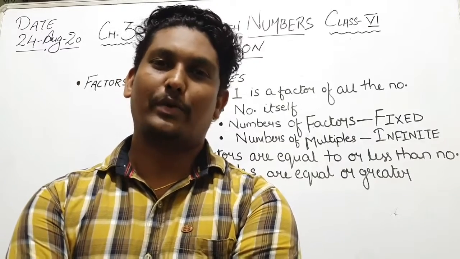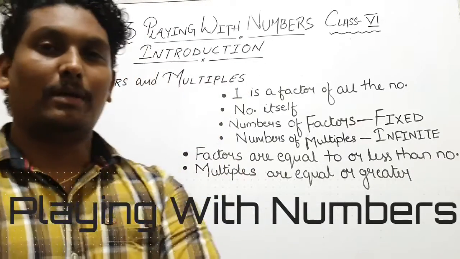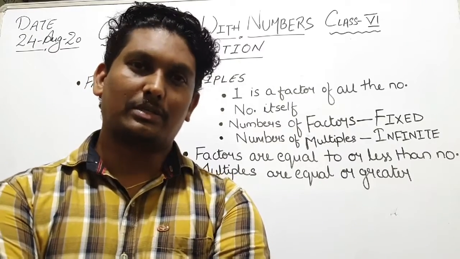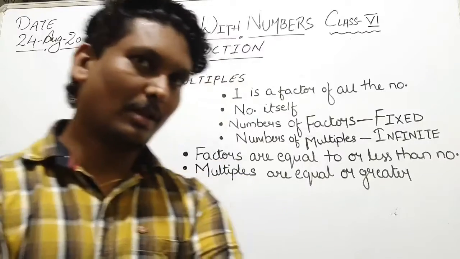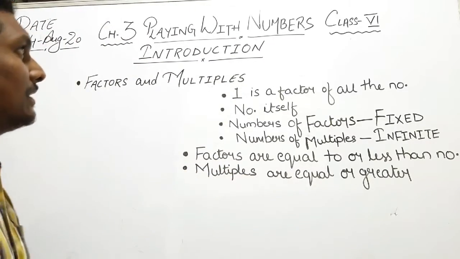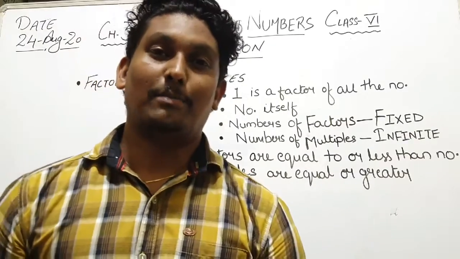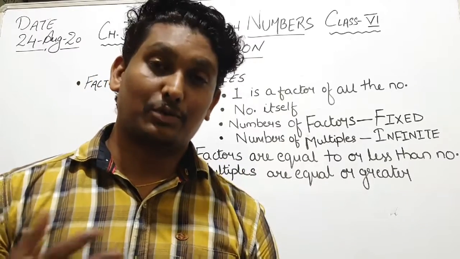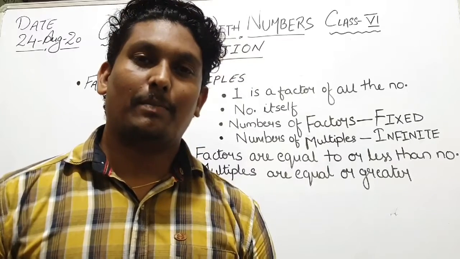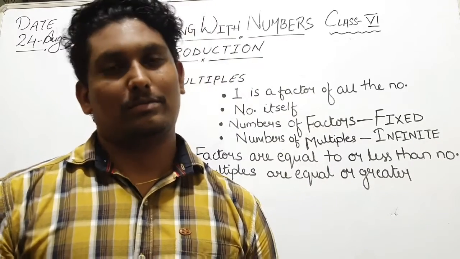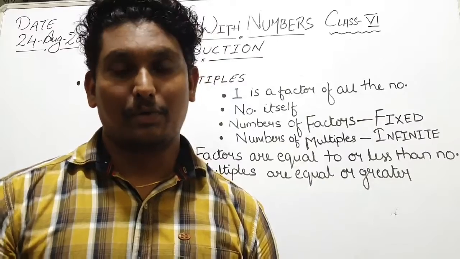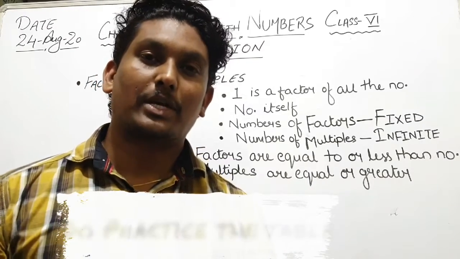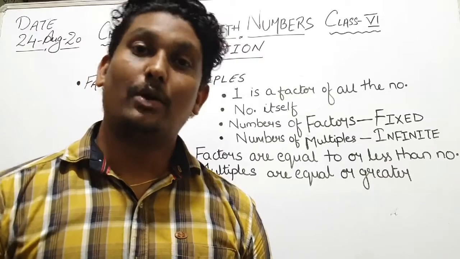So today we are going to start our new chapter, playing with numbers, chapter number 3. Today you are going to get an introduction video of this chapter, right? To play with numbers, you have to know the multiplication table properly. If students are not able to multiply and divide properly, it will be a little bit difficult for them. So it's better advice: just learn the multiplication table properly so you can do this chapter very well.